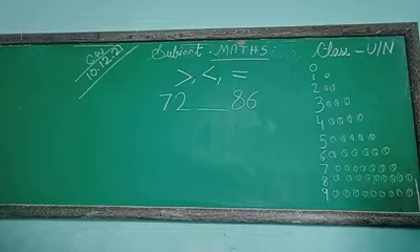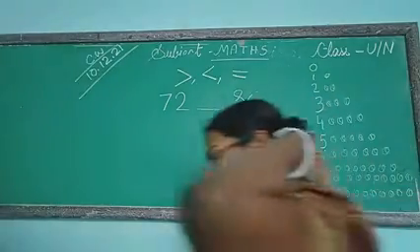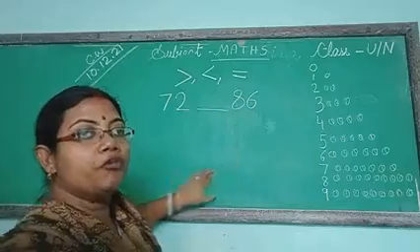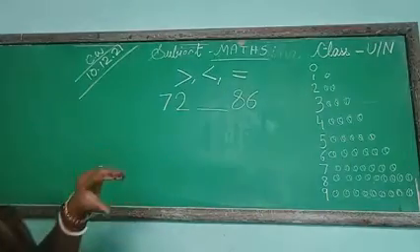So whenever you are going in forward counting, we are going from the smaller number to the bigger number. So how will I identify whether 72 is bigger or 86 is bigger? Where will we open our mouth?